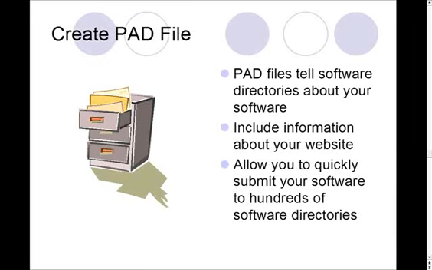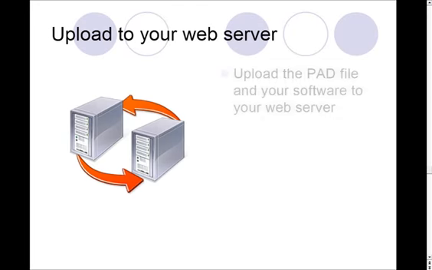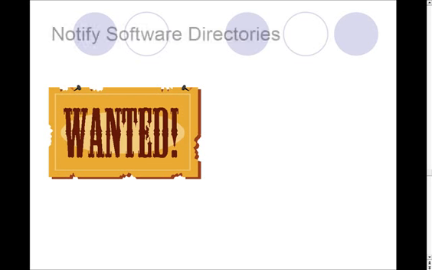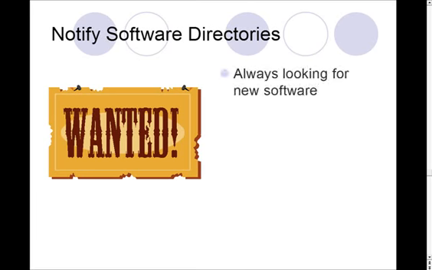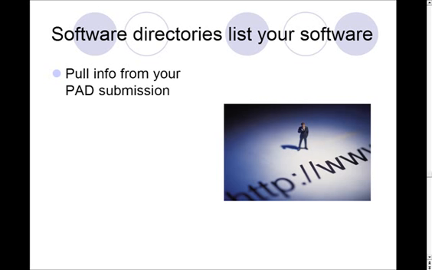Then they'll go and find it on your web server, and they'll pull all the information that they need directly from there. So you upload those 2 things, the pad file and your software, to your web server. Once you're done with that, you notify the software directories that your pad file and your software are available. Software directories are always looking for new software. You tell them where your pad file is located, so it'll be at your web server, and then they go ahead and list your software. They pull the information that you put in your pad file, and they include that information on their websites.